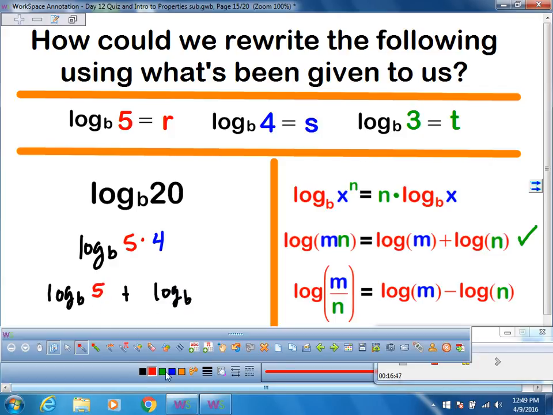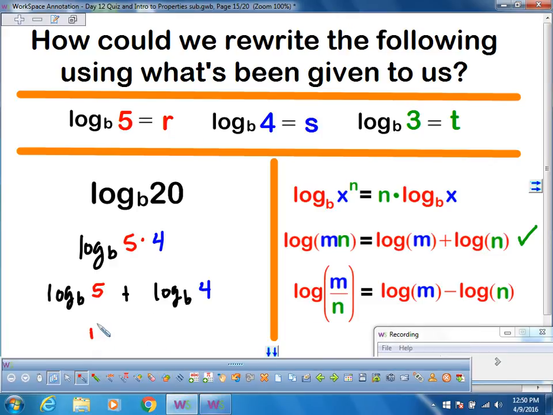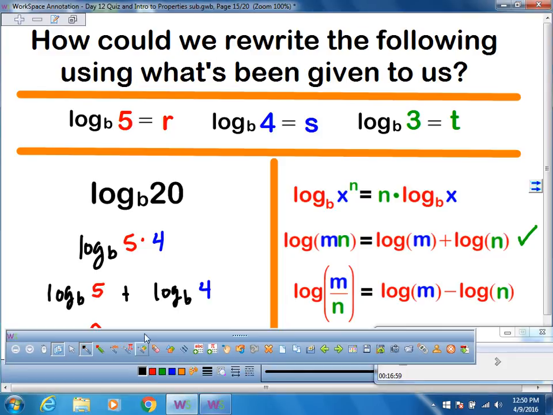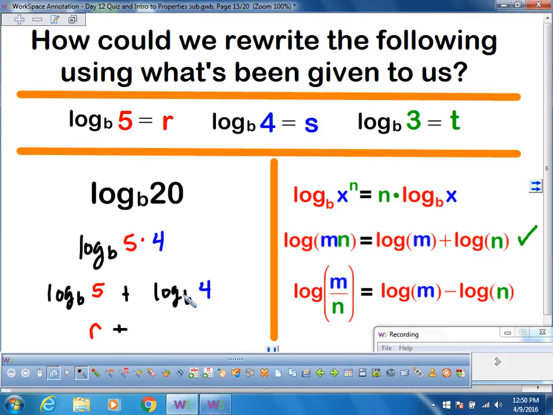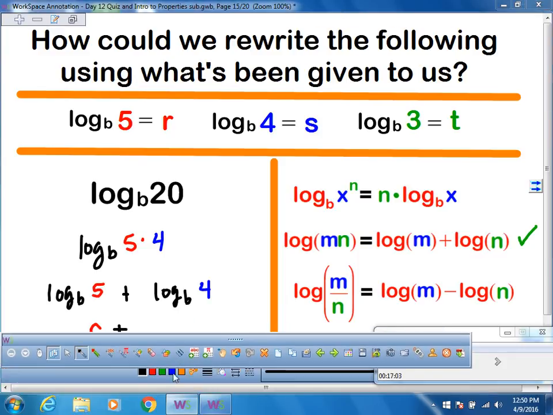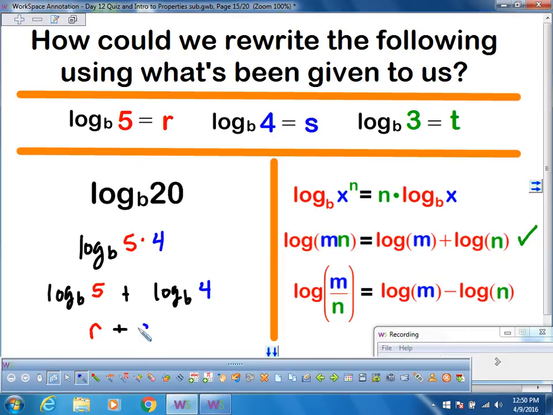So here's my 5, and here's my 4. Well, let's substitute. I know what log b of 5 is. It's r. So let's just substitute that in for r, plus log b4 is s. Let's substitute in s. So log b20, using this information that we have up here, can be rewritten as r plus s. Let's try another one.